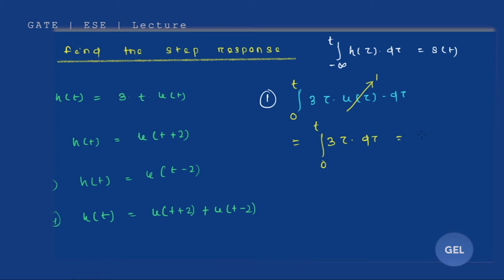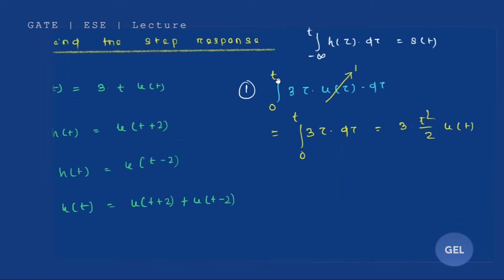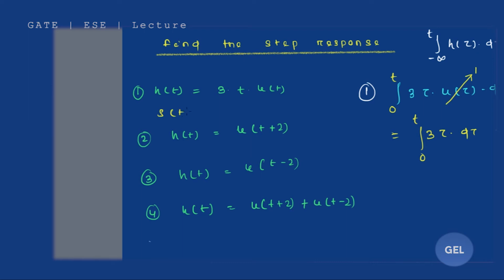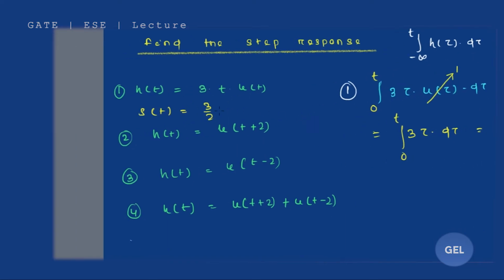So we got the integral of 3 tau d tau from 0 to t. So we got value here 3 into tau squared by 2, this is the value that you will get for question number 1. So s(t) will be 3 by 2 t square into u of t. Clear?